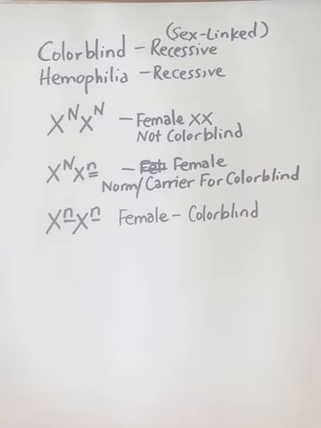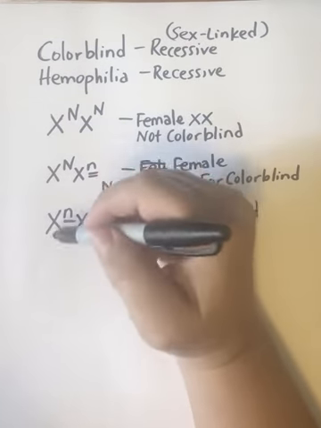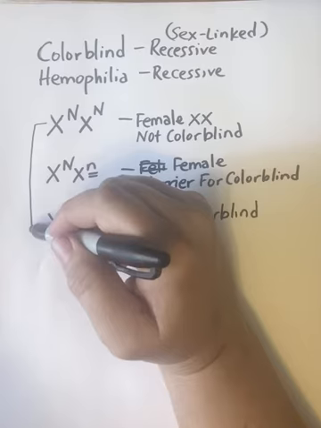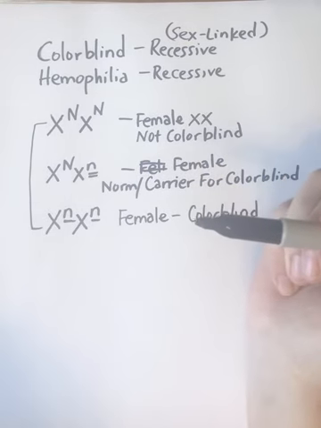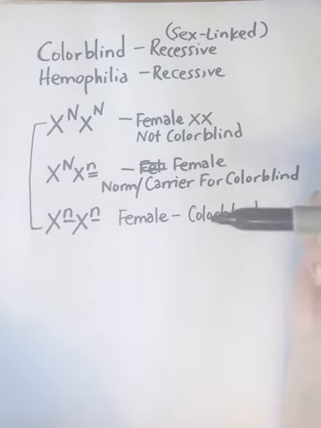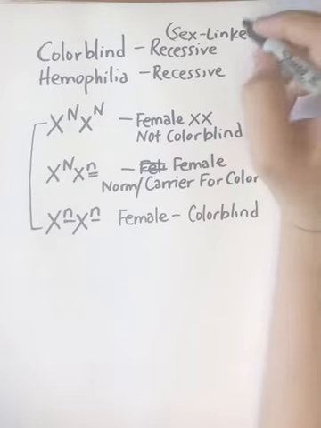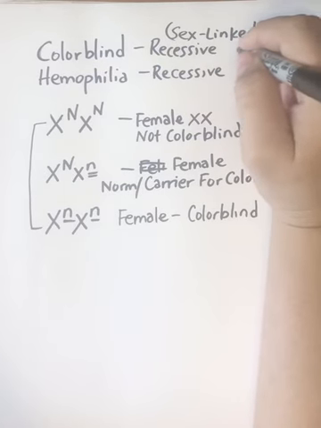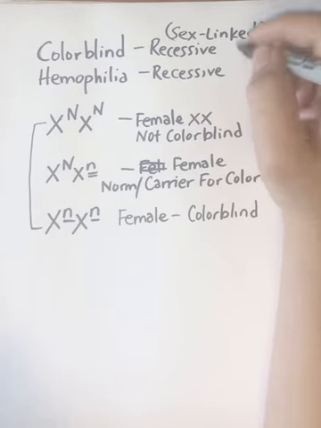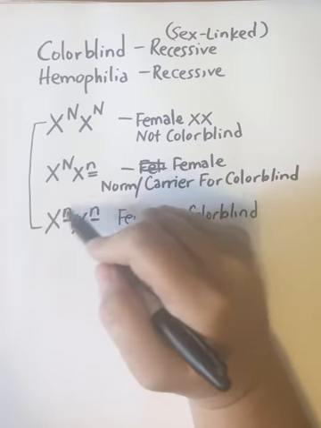So we're talking about 2 things now in terms of phenotypes. The male or female, which you look at XX and XY. And then the next thing is, are they colorblind or not? Well, the only way you can be colorblind is if you have, for a female, 2 recessive alleles.